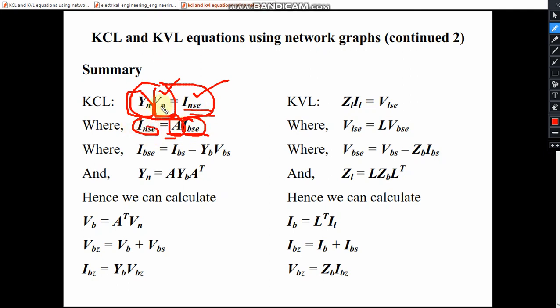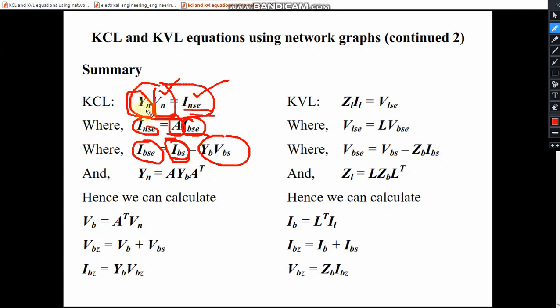Another thing is Vn. How to find out this Vn? If there is some voltage source also in IBSE, then that voltage source has to be converted into a current source. So how to do that? YB, the primitive admittance matrix, is multiplied by this VBSE, and this is subtracted from the branch source vector, and then the equivalent branch source current vector is computed. Then this is substituted here. This gives us INSE. INSE is substituted here.